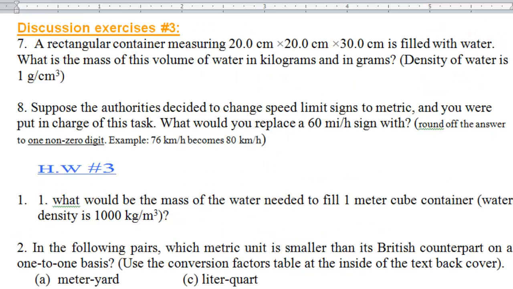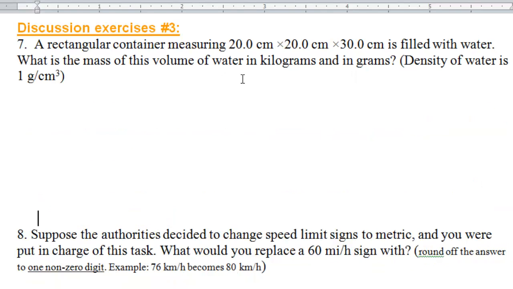Okay, in question number 7 in the discussion exercise number 3, we are asked to find the mass in kilogram and gram, and you are given the dimensions of that rectangular container that has water in it. And we are given the density of water. Notice here the density is given in gram per cubic centimeter, not kilogram per cubic meter. So it's only 1. And you don't have to memorize those values. Those will be given to you in the test.